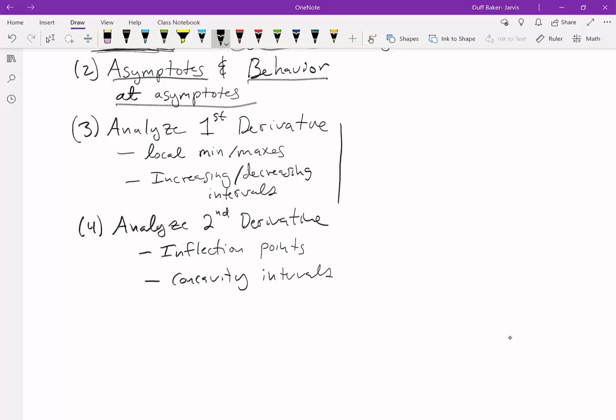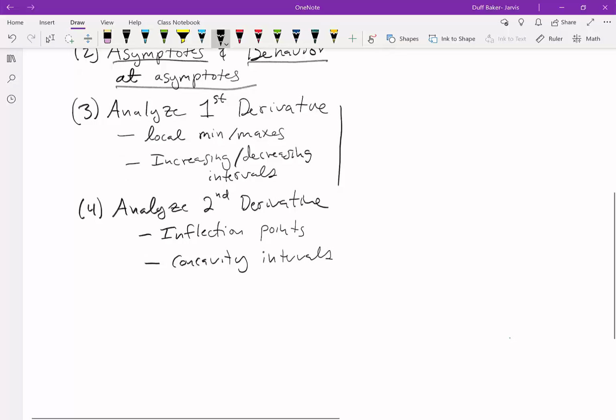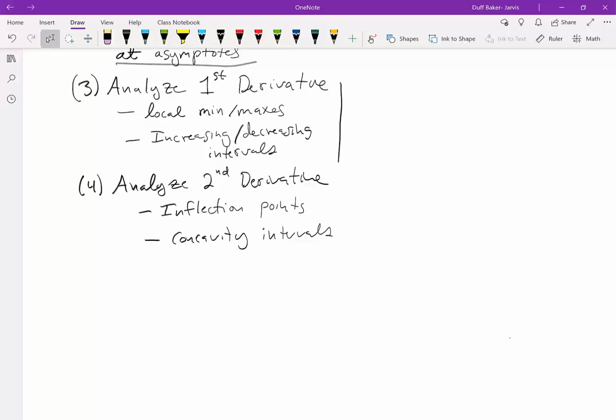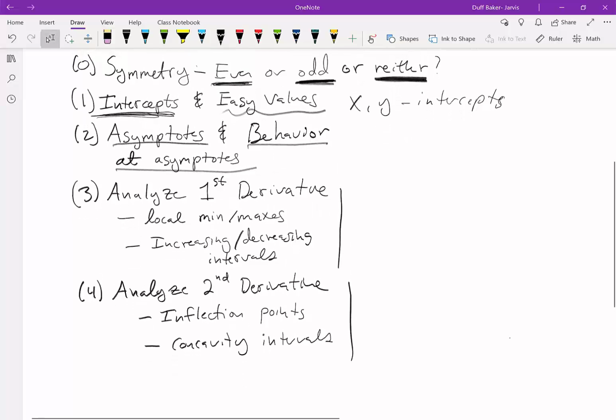Okay. And then once you understand the first derivative, you move on and ask what the second derivative tells you. That helps you tell where the function is concave up versus concave down, how it's curving, and any inflection points where it switches concavity. And once you've done all this, you try to put it together into a graph. You try to draw a picture of a graph that has all the properties you wrote down.